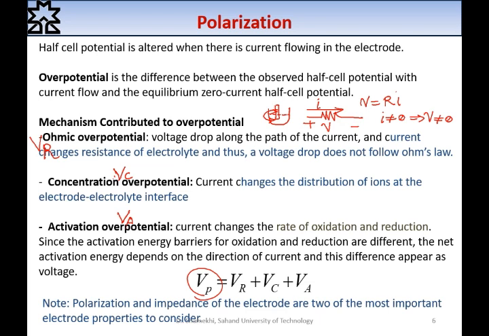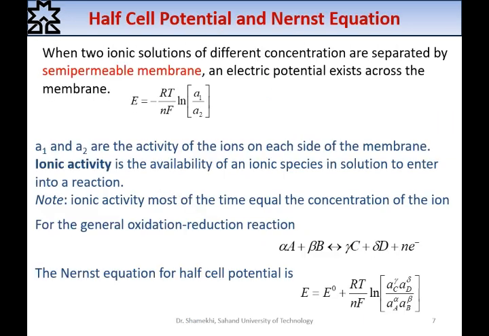Polarization and impedance of the electrode are the two most important electrode properties to consider, and we will consider these properties in the next slides. In this slide, we want to calculate the half cell potential based on the concentration of the ions. For this purpose, we have an equation, the Nernst equation.